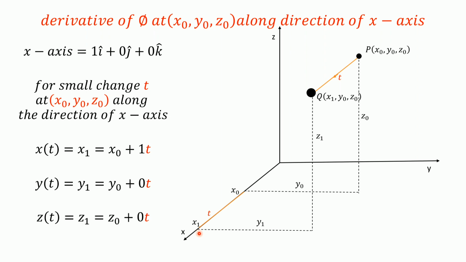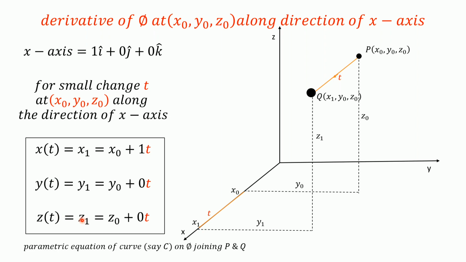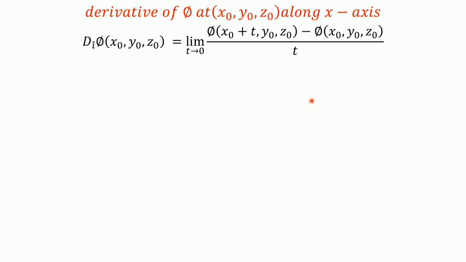Here all these x, y, z are functions of t. So these equations represent a parametric equation of a curve, let's say C, on phi joining points P and Q. Now, how do you find a derivative? Basically, we find phi at the new point Q minus phi at P, divided by t, as the limit t tends to 0. Along the curve C, phi is a function of x, y, z, and that is a function of t only. So this is nothing but a derivative with respect to t.